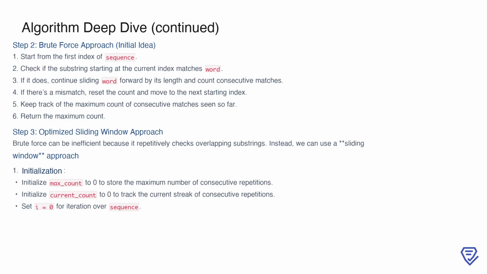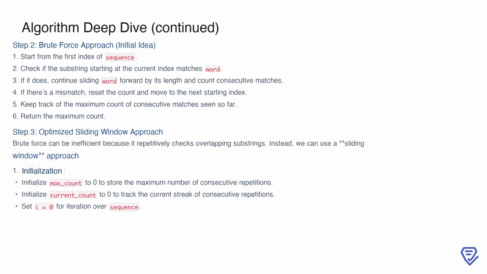One initial approach we can consider is the brute force method. Here's how it works. We start at the first index of the sequence and check if the substring starting at the current index matches word. If it does, we slide word forward by its length and continue counting consecutive matches. If we encounter a mismatch, we reset the count and move to the next starting index to try again. Throughout this process, we keep track of the maximum count of consecutive matches we've seen. Once we've checked every possible starting position in the sequence, we return the maximum count.